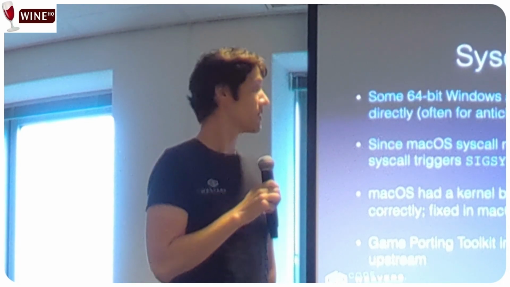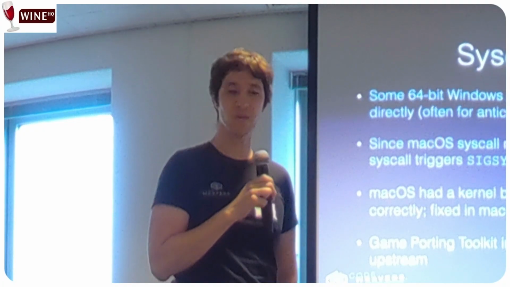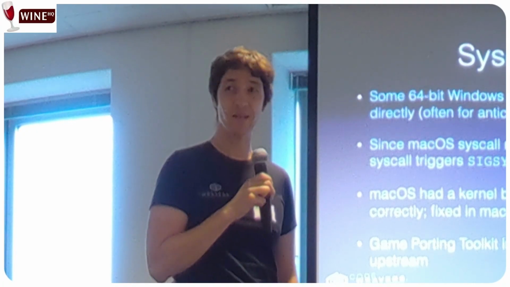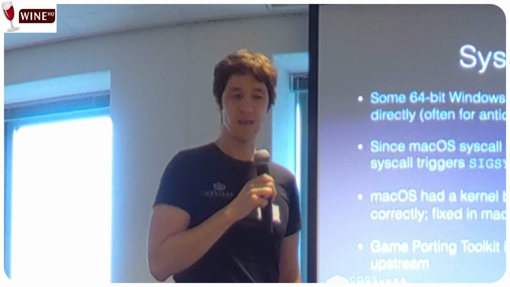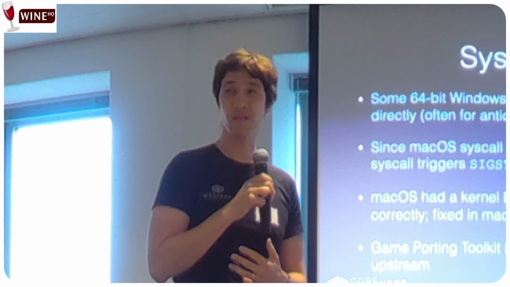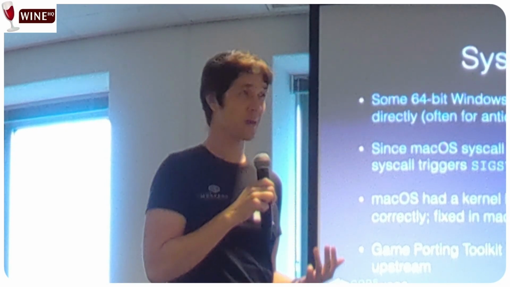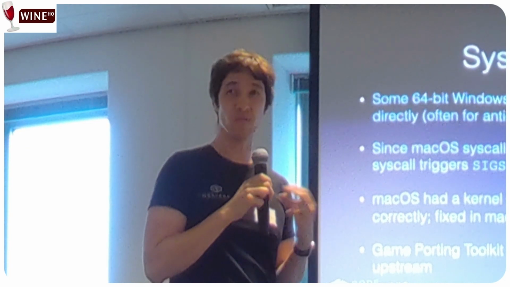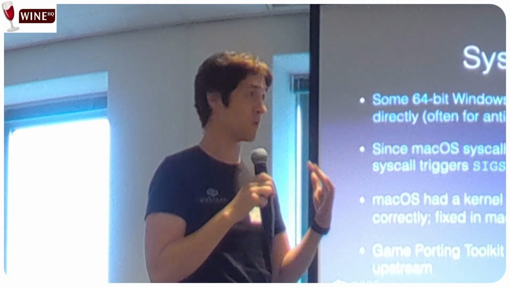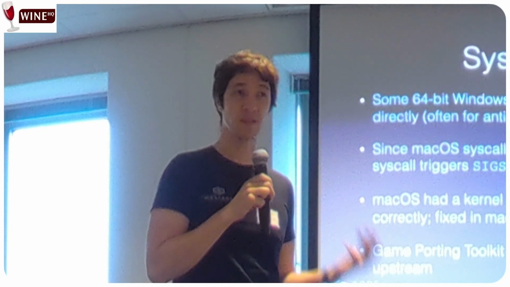So I mentioned the syscall emulation that was added. Some background: some 64-bit Windows apps use the syscall instruction directly. It's often for anti-cheat or DRM schemes. That way they bypass any hooks that are in kernel32 or NTDLL. On the Mac, the syscall numbers all have a high bit set, so they don't conflict with the Windows ones, which go from 0 up to 2 or 300. So if you do a Windows syscall on the Mac, you get a SIGSYS signal.